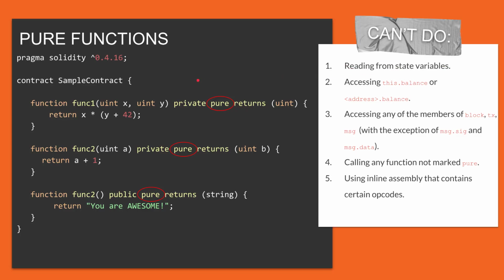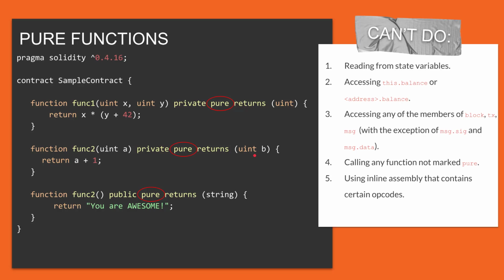In this example, I have three pure functions. The first two functions take variables x and y and do some mathematical operations and return the result. The third one just returns a string of "you're awesome." Those are some perfect examples of pure functions that you can use. However, there are some additional restrictions that you should keep in mind, like you cannot access this.balance, address.balance, block, tx, msg variables, or call functions that are not marked as pure.